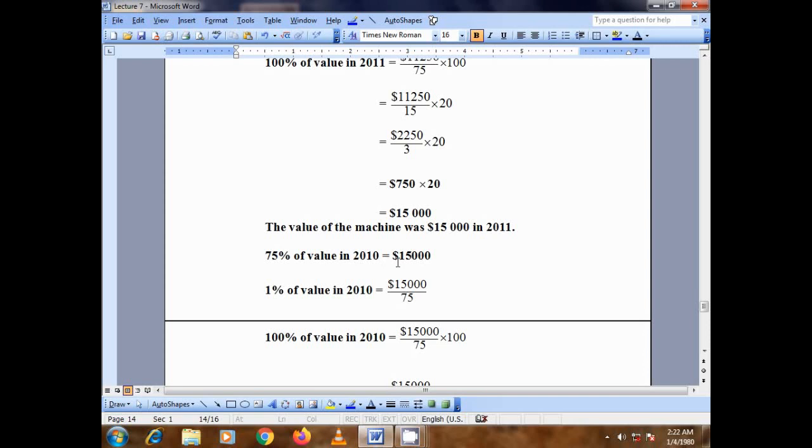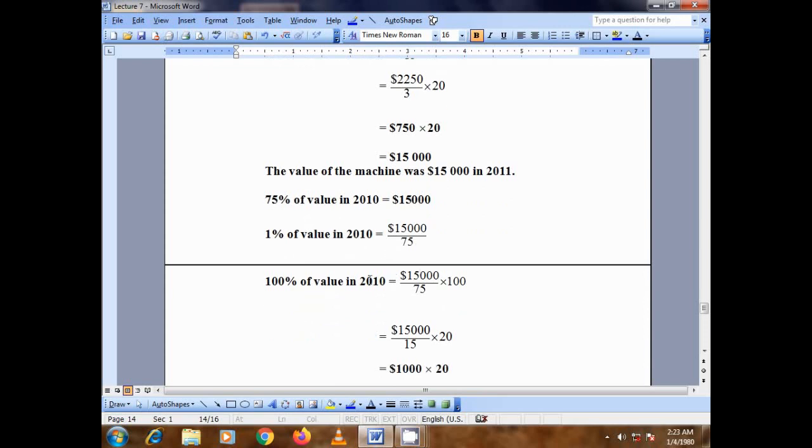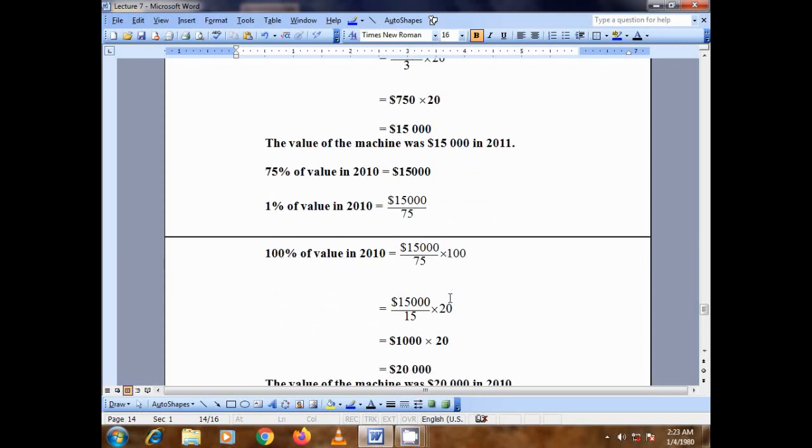is $15,000. It means at the end of 2010 and in the beginning of 2011, the value of the machine is 15,000. So let's find the value of this machine for 2010. So 75% of the value in 2010 is $15,000. Now let's find 1% of the value in 2010. Then we will divide 15,000 by 75. And then for the third step, let's find 100% of the value in 2010. So simply we will multiply 100 by 15,000 divided by 75.